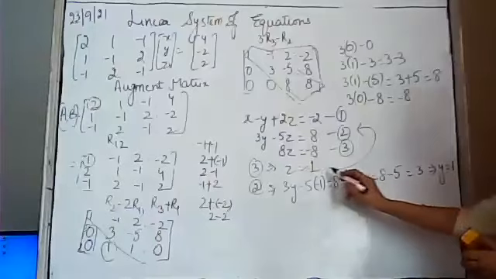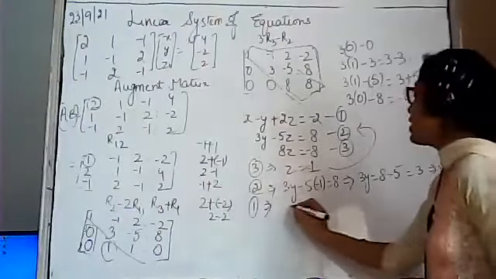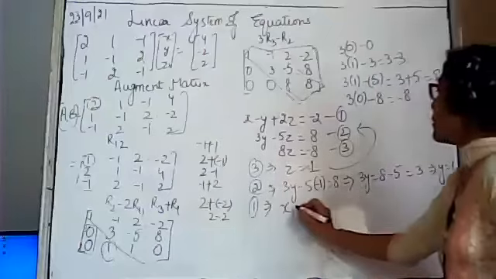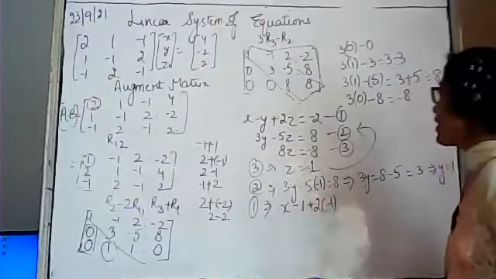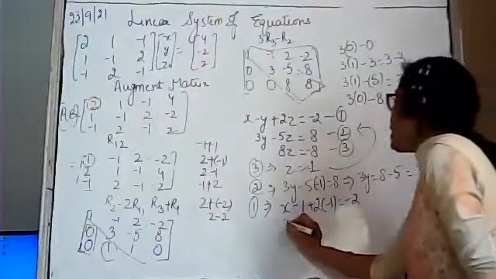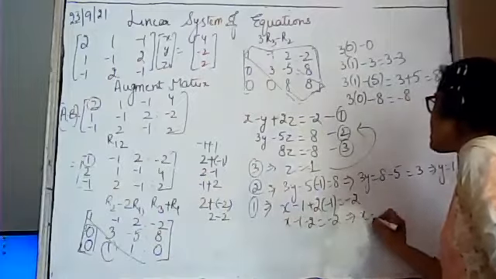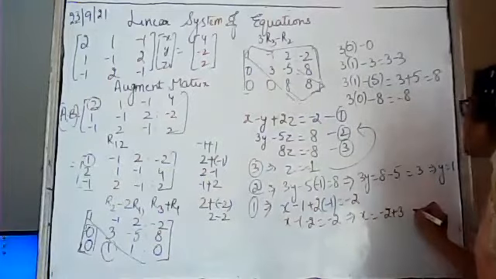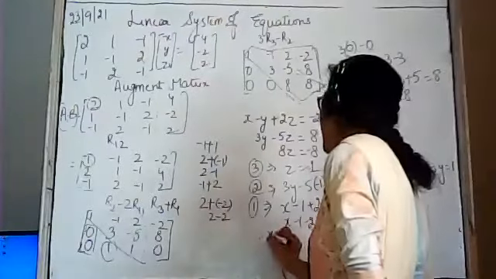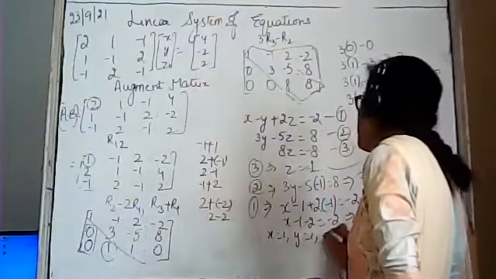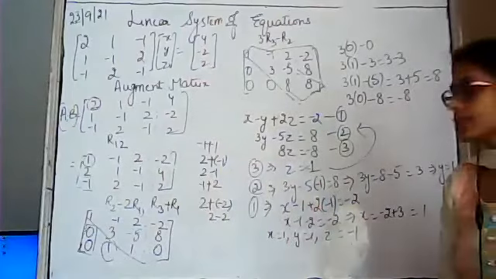After that, substitute the values of z and y in equation number 1. In equation number 1, it will be x minus y, and the value of y is 1, plus 2z, and the value of z is -1, equals -2. So x minus 1 minus 2 equals -2. x equals -2 plus 3, which implies that x equals 1. So we get the values x equals 1, y equals 1, and z equals -1. We can check our solution also.